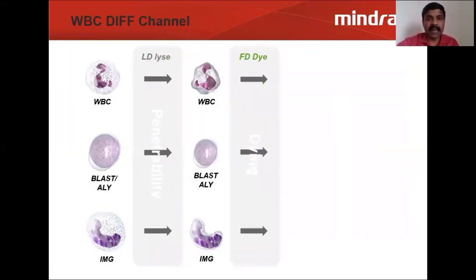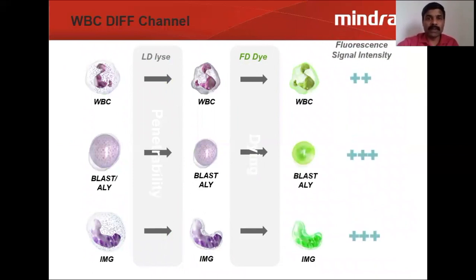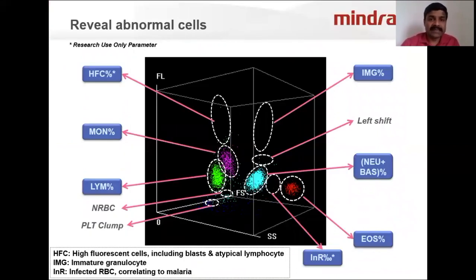Now you can see what is happening with the abnormal cell, and how it is separated from the normal WBC. It is separated because of the fluorescence. The normal cells have lesser fluorescence compared to the abnormal cell, which has more DNA and RNA content. So now we are able to separate the abnormal cells from the normal cells. After this separation, all these cells are analyzed in a 3D cube manner, so that we get the exact populations of the WBC differential.